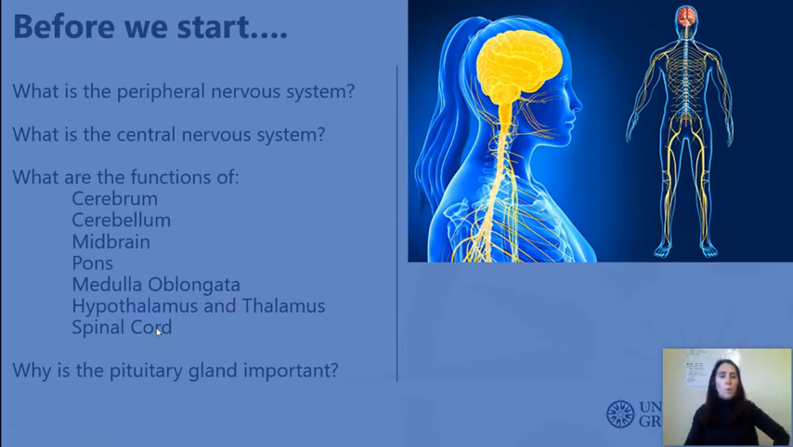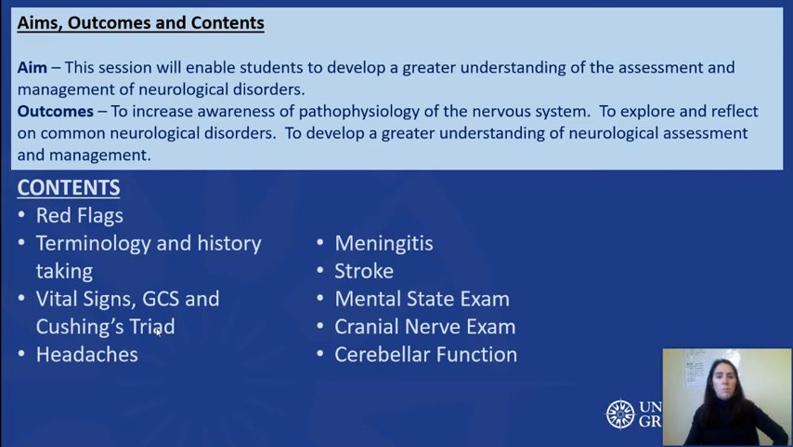All right, so this is what we're doing today. So I'm trying to give you a greater understanding of the assessment and management of neurological disorders. To do that, we're going to make sure that you can have an increased awareness of the pathophysiology of the nervous system, looking at common neurological conditions and disorders, and looking at how we assess them as a paramedic. So as I said earlier on, this is the way in which we'll be carrying through this lesson.